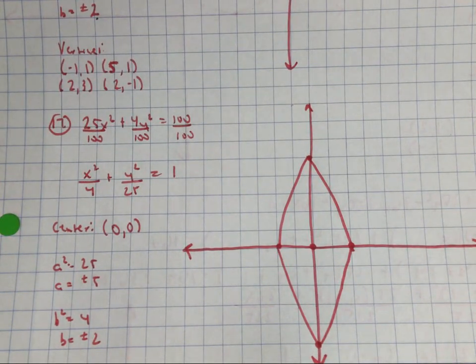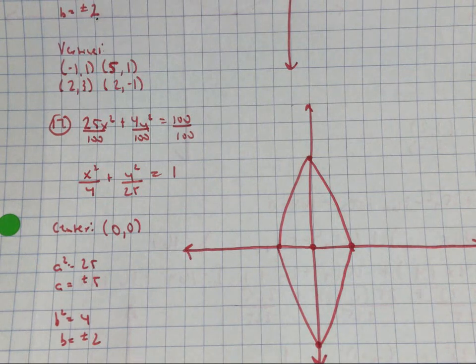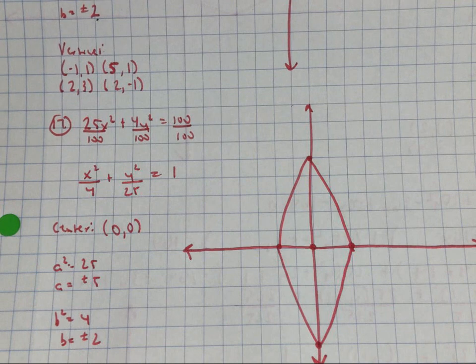Number 17. The first thing that caught my attention, it was not set equal to 1. So to get it set equal to 1, you always take the number here and divide everything by that, because anything divided by itself is 1, isn't it? So 100 divided by 100 is 1. When I have 25 divided by 100, I can reduce that fraction to 1 over 4. 4 over 100 is 1 over 25.